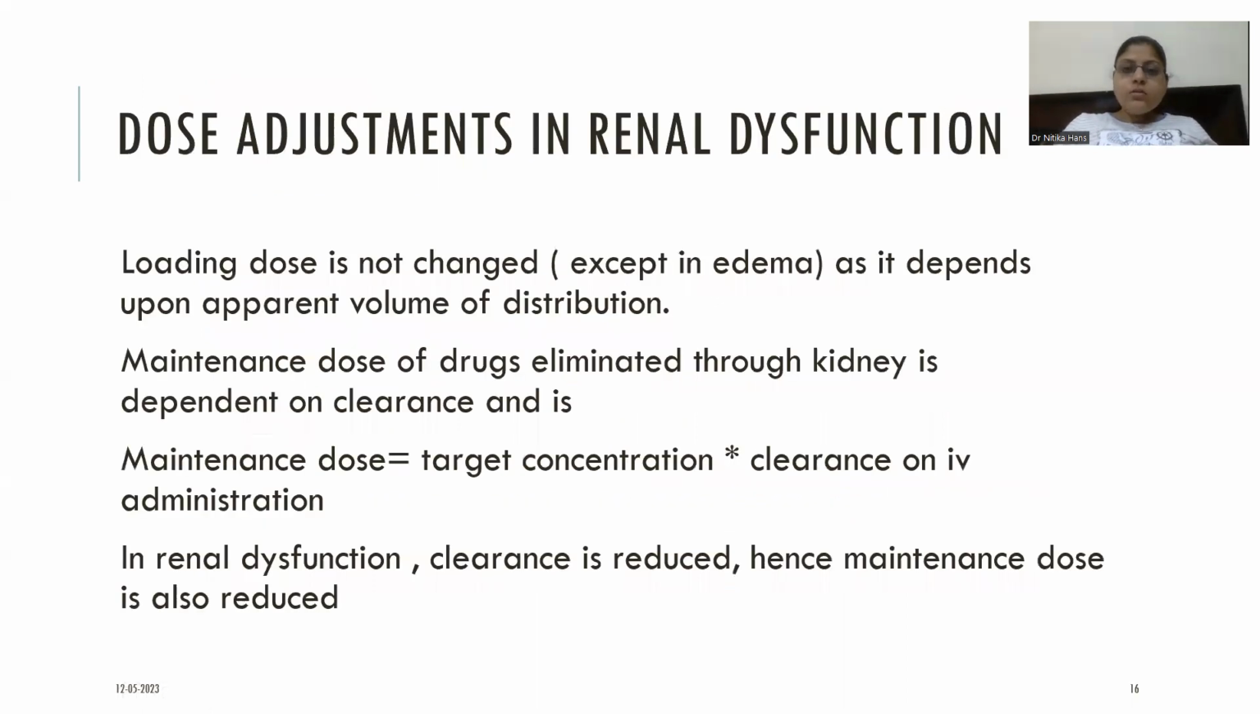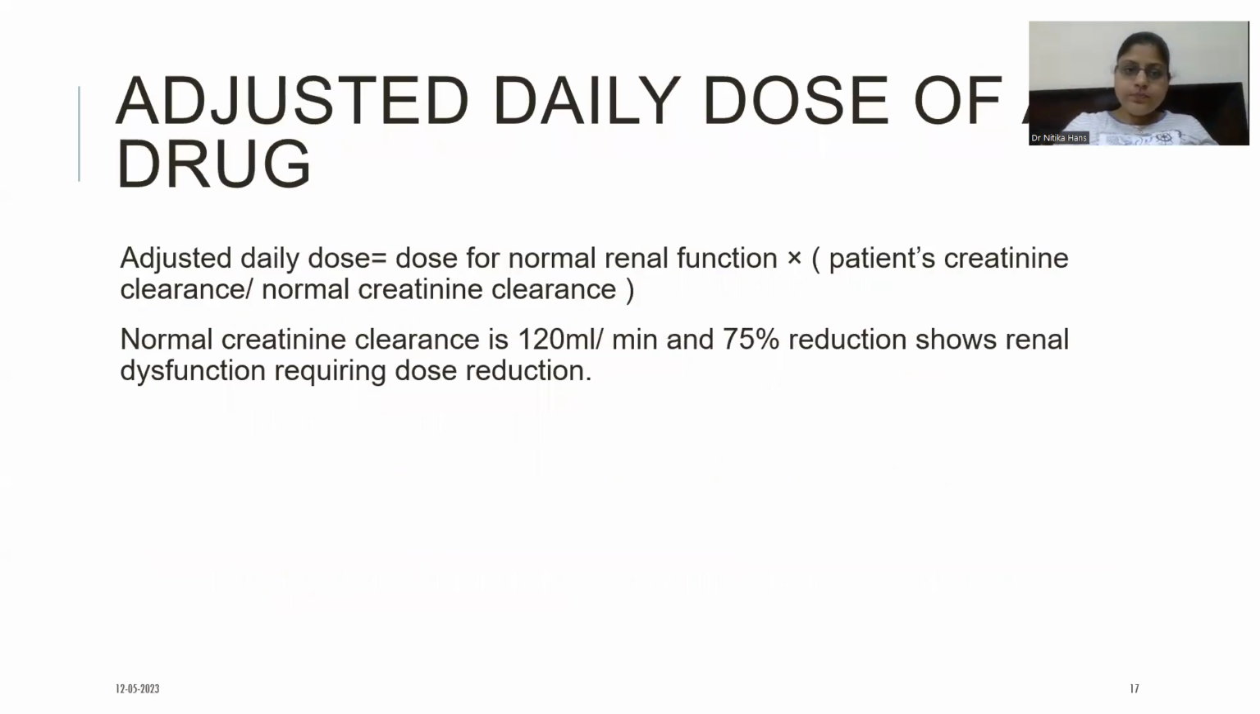So next is dose adjustments in renal dysfunction. Now, how do we do the dose adjustments in renal dysfunction? Loading dose is not changed, except in edema, as it depends upon the apparent volume of distribution. But maintenance dose depends upon the clearance, and is given by the formula: maintenance dose is target concentration into clearance on IV administration. So we have to reduce the maintenance dose. In renal dysfunction, clearance is reduced and maintenance dose is also reduced.